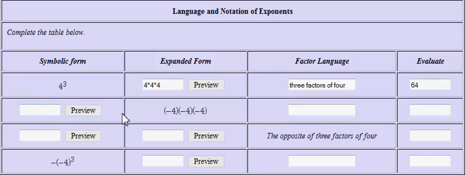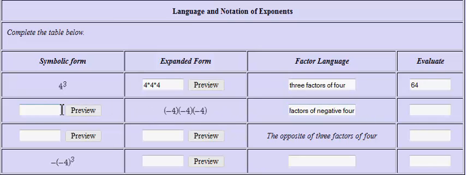Looking at the second problem, we are given the problem in expanded form. This time, rather than having 3 factors of 4, we have 3 factors of negative 4. In fact, that's the answer for the factor language. You would type 3 factors of, and then this time it's negative 4. Watch your spelling. To make sure that you have everything written correctly, you may want to scroll to the left and read 3 factors of, and then click and scroll to the right to see the remaining part of your answer, which is negative 4.